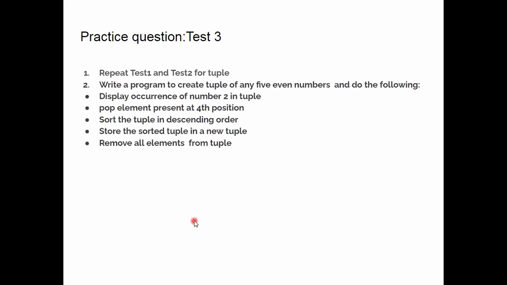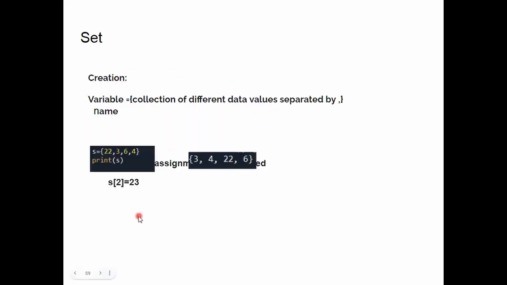Now you have to repeat all the questions which are present in test 1, test 2 for your list, and the remaining questions: write a tuple for any 5 even numbers, and do the following. Display the occurrence of number 2 in the tuple, how many times the number 2 is repeated. Pop the element present at the fourth position, so which function you have to use, and if you are using the pop function, what kind of variation of the pop function should be used. Sort the tuple in descending order, store the sorted tuple in a new tuple, and remove all the elements from the tuple. Hope you will solve all the questions on your own without any kind of cheating.